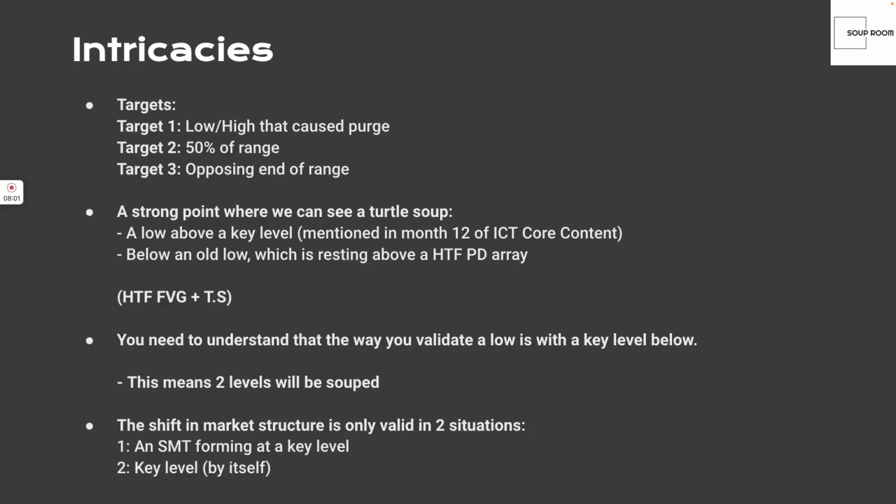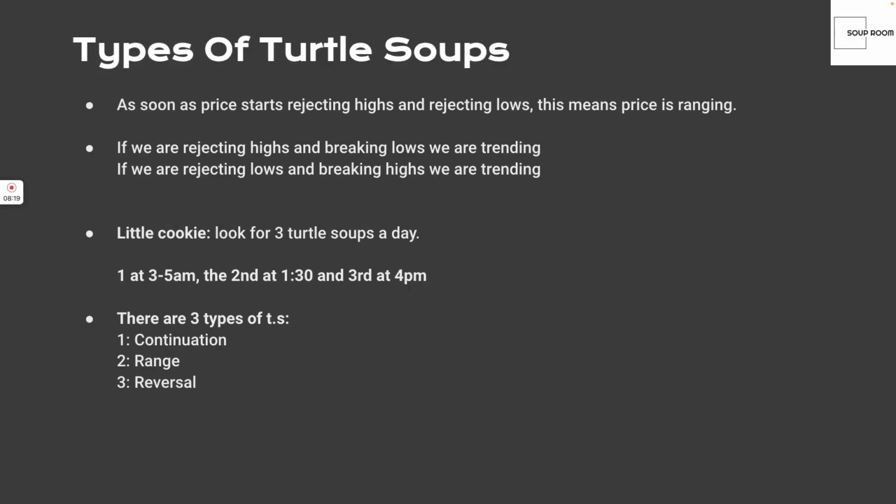The shift in market structure is only valid in 2 separate situations. Number 1, an SMT is forming at a key level, or number 2, a key level by itself. The different types of turtle soups. As soon as price starts rejecting highs and rejecting lows, this means price is ranging. If we are rejecting highs and breaking lows, we are trending, and if we are rejecting lows and breaking highs, we are trending.